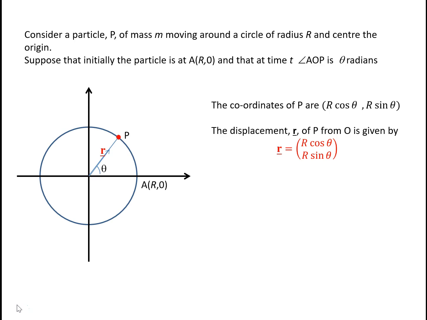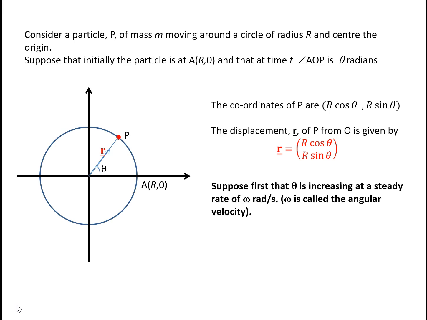Now to begin with, we're going to assume that theta is increasing at a steady rate of omega radians per second. Omega is called the angular velocity of P. Now if this is the case, then the angle theta at time t is simply going to be given by theta equals omega t. That's really just the same thing as saying that if you've got a car moving with steady speed s, then the distance travelled in time t is given by distance equals speed times time.